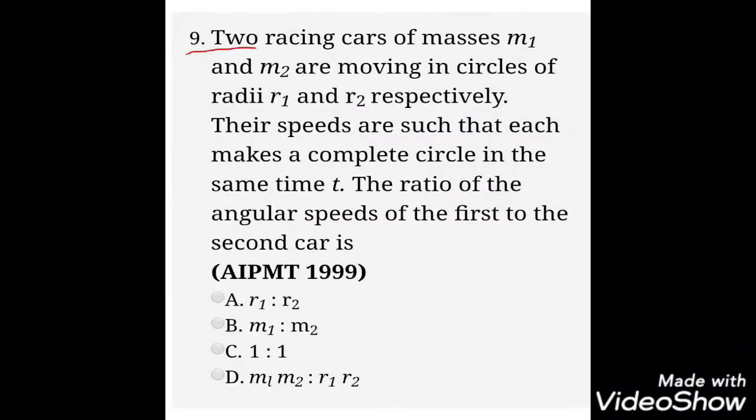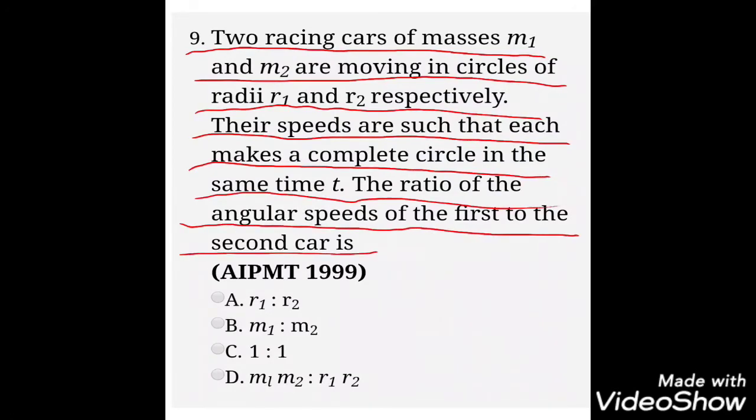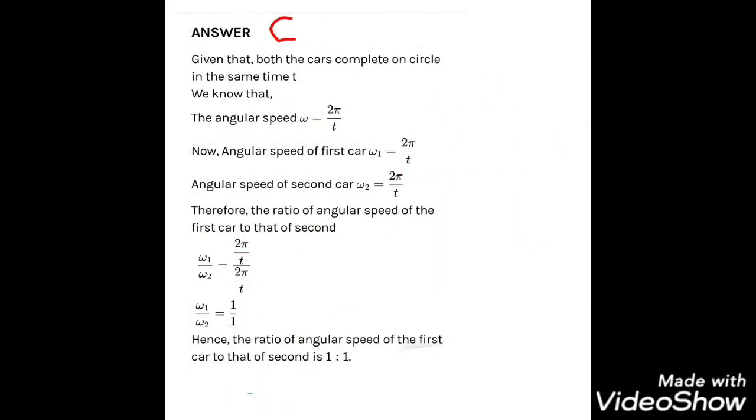Question number 9. Two racing cars of masses m1 and m2 are moving in circles of radii r1 and r2 respectively. Their speeds are such that each makes a complete circle in the same time t. The ratio of the angular speeds of the first to the second car is: option A r1 is to r2, option B m1 is to m2, option C 1 is to 1, option D m1 m2 is to r1 r2. The correct option for question number 9 is option C, that means 1 is to 1 is the correct answer.